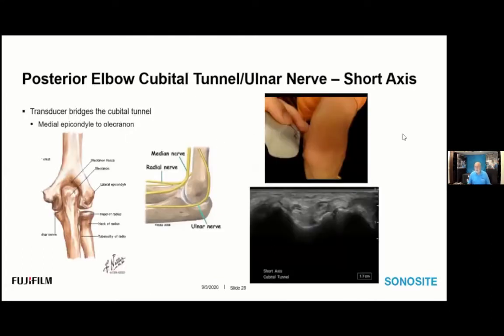Moving on to the cubital tunnel, where our bony acoustic landmarks are the medial epicondyle, the humeral ulnar joint, and the olecranon. The patient's arm is flexed 90 degrees, and the transducer is positioned so as to bridge the cubital tunnel by placing one end on the medial epicondyle and the other end on the olecranon. The ulnar nerve will be seen along the surface of the medial epicondyle.